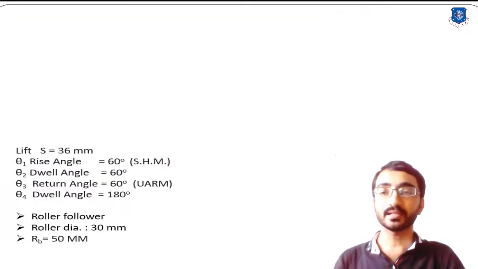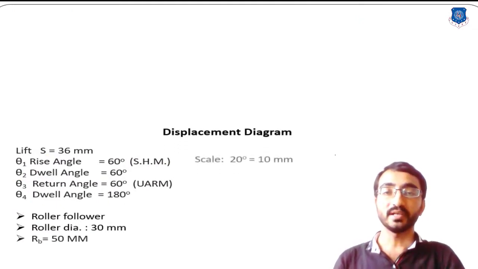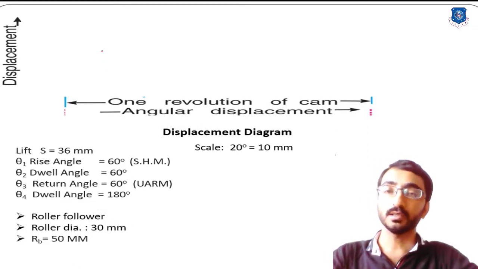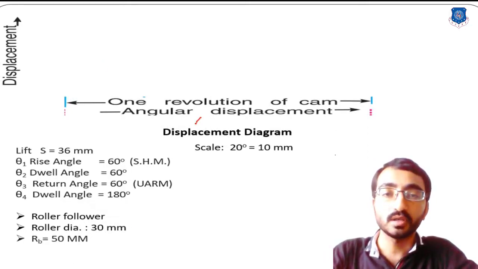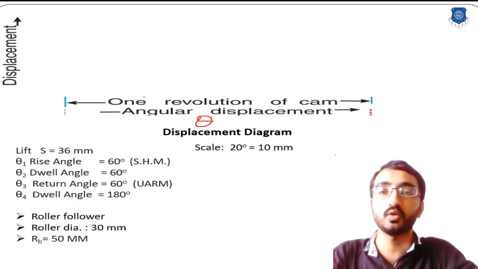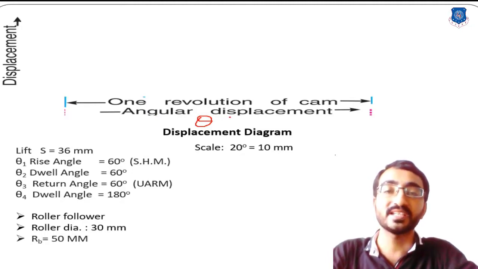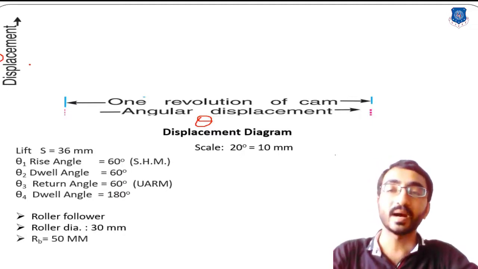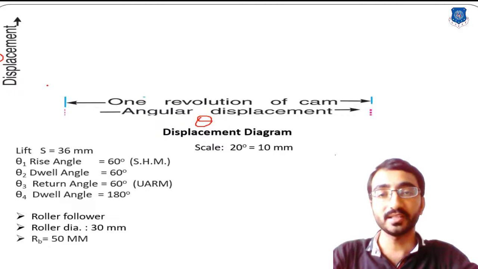So let's start with the displacement diagram. To sketch the displacement diagram, we have the basic knowledge that we have to plot the angular rotation, or angular displacement of the cam, on the horizontal x-axis, and the displacement, or stroke of the follower, on the y-axis. So we have to draw the displacement diagram of theta versus s.